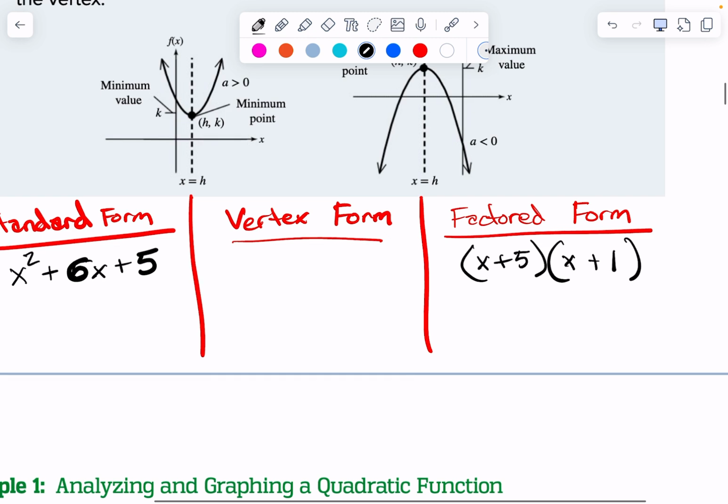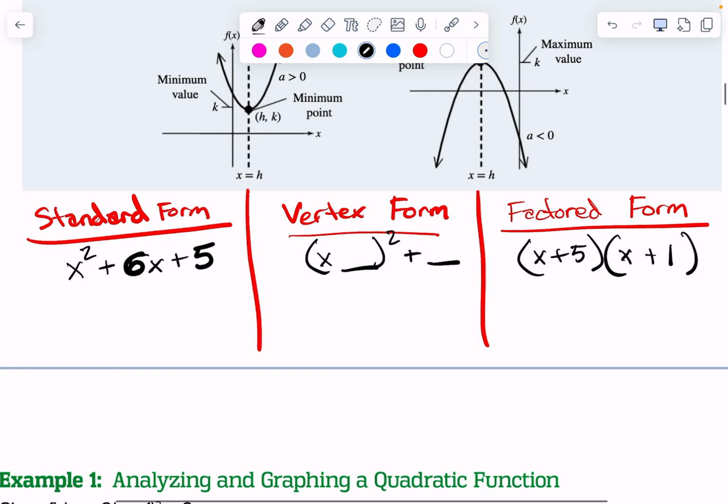All right, now, vertex form looks like this, like x plus or minus something, plus something, right? So the hard part is, how do I go from standard form or factored form to vertex form? You have to find the x and the y. You have to, are you ready for this one? Complete the square.